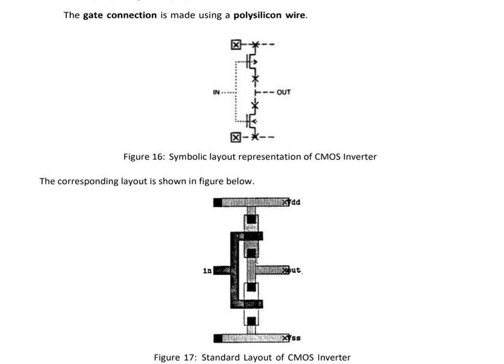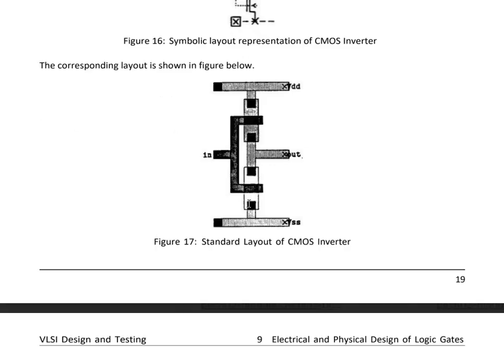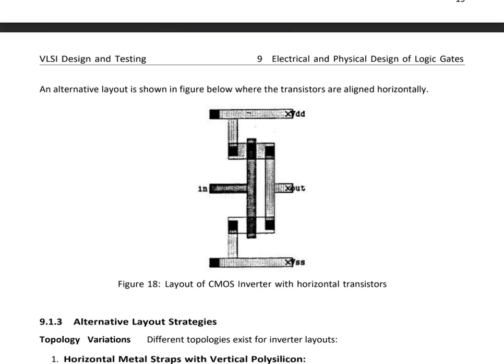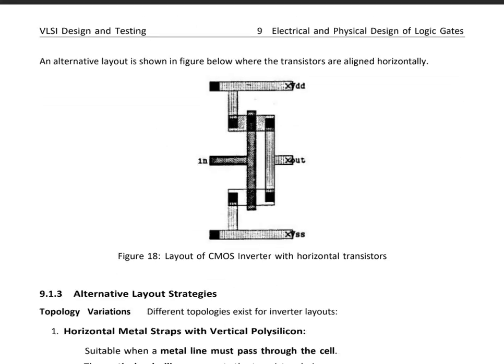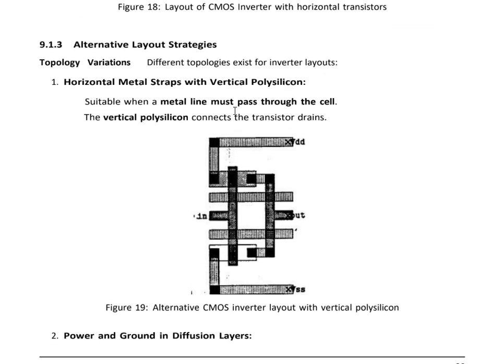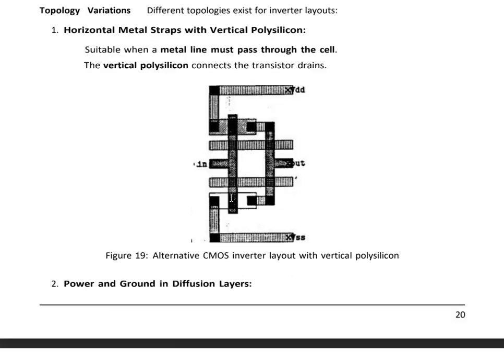and gate connection is made using the polysilicon wire. And this is the standard layout of CMOS inverter. Here you can see the metal layers, polysilicon, as well as the connection between PMOS and NMOS transistor. And this is the alternate layout diagram, which is aligned horizontally, whereas this is the vertical diagram. And horizontal metal strips with vertical polysilicon. So the metal line must pass through the cell, and the vertical polysilicon connects the transistor drains.